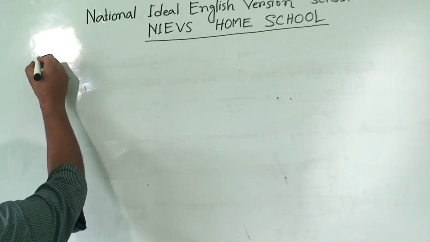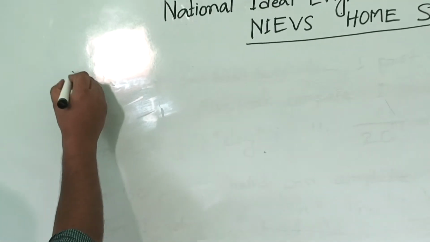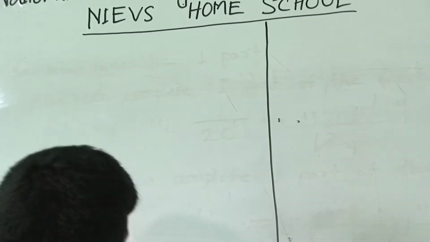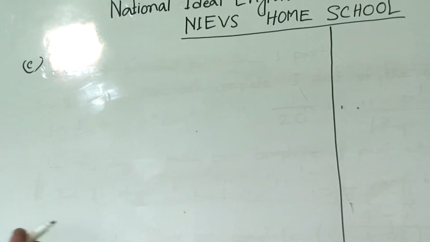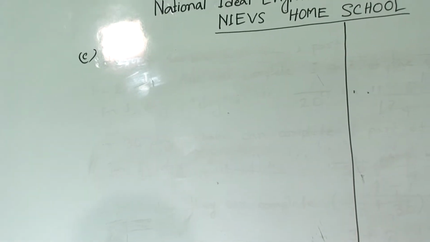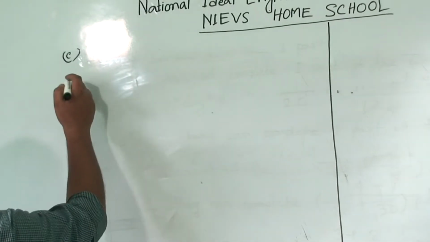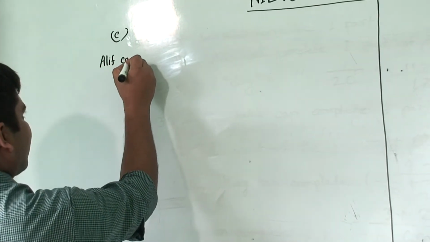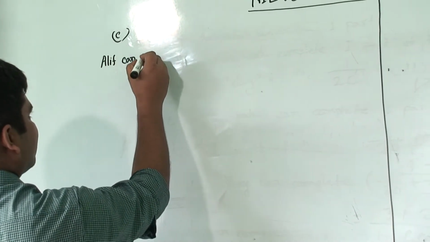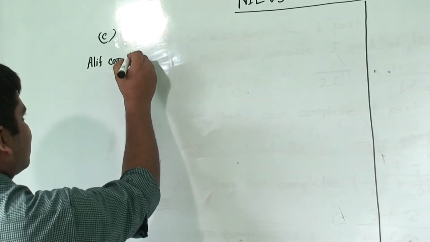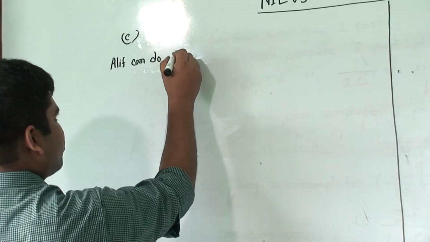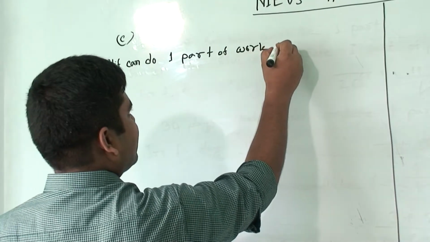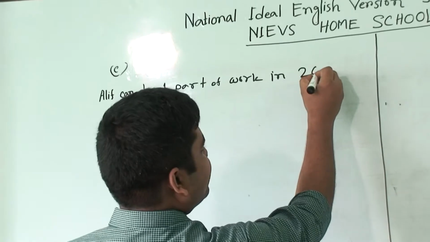Question number C. At first I divide into 2 pages. So first one, I write here, Alif can do one part of work in 20 days.